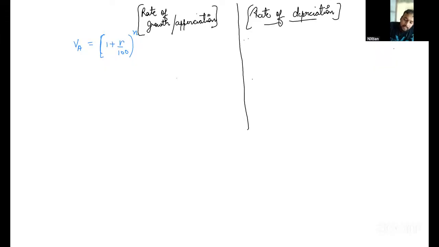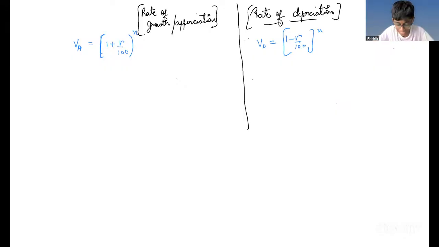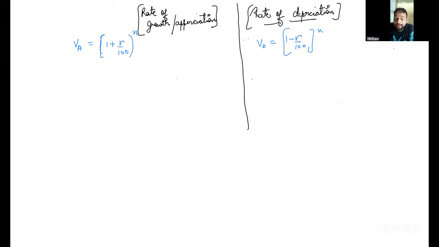Okay. And the rate of depreciation is basically (1 - R/100)^N. N or NT? We are not writing C because here it is not compounded entirely. So you check how many years, what is the time.